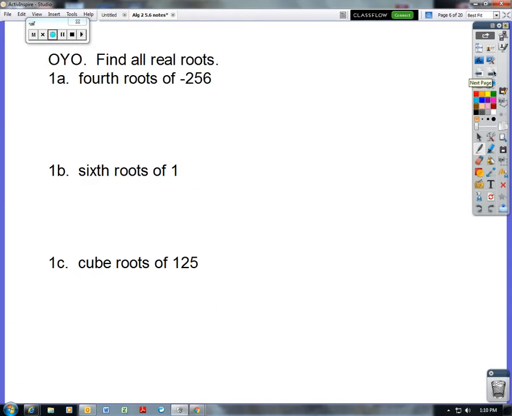Try these on your own, and then I will reveal the answers for you. This first one is going to be no real roots. The sixth roots of 1 is plus or minus 1, and the cube root of 125 is 5.